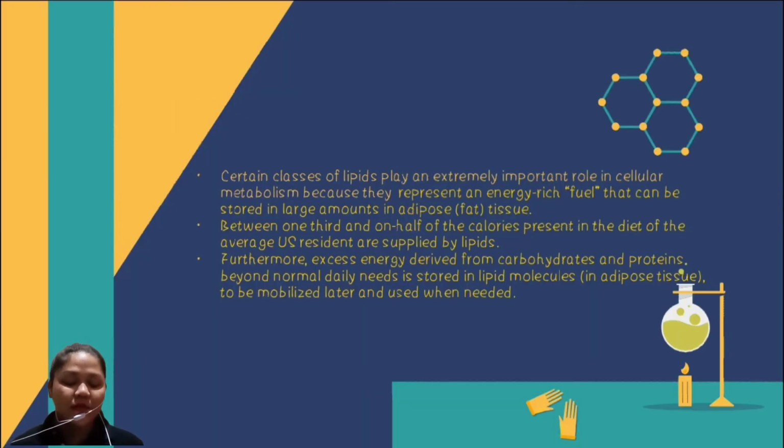So in this report, we're going to tackle different things related to lipid metabolism. There are certain classes of lipids that play an extremely important role in cellular metabolism because they represent an energy-rich fuel that can be stored in large amounts in adipose tissue. Between 1/3 and 1/2 of the calories present in the diet of an average US resident are supplied by lipids.